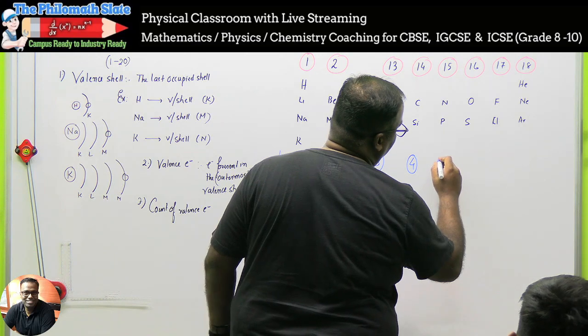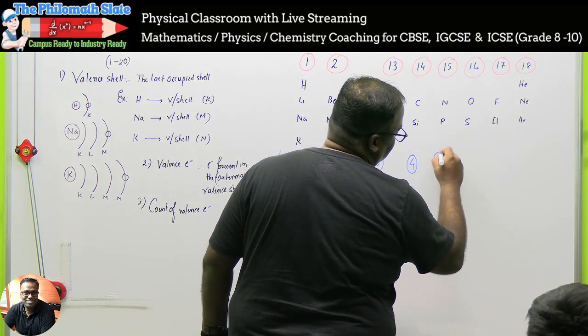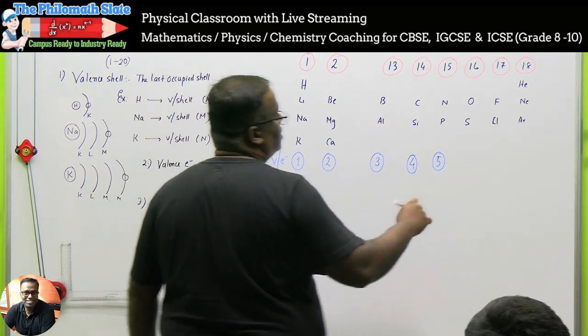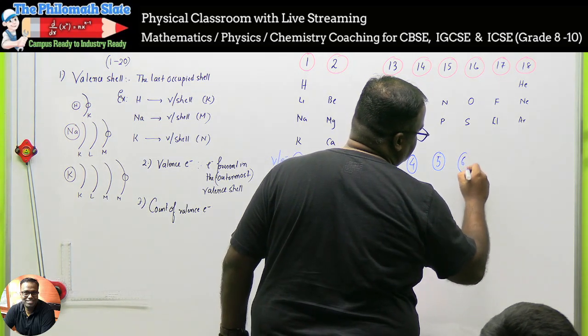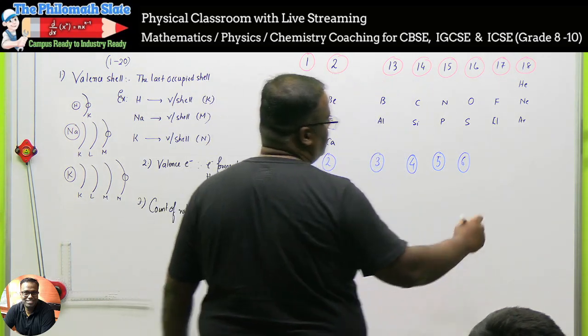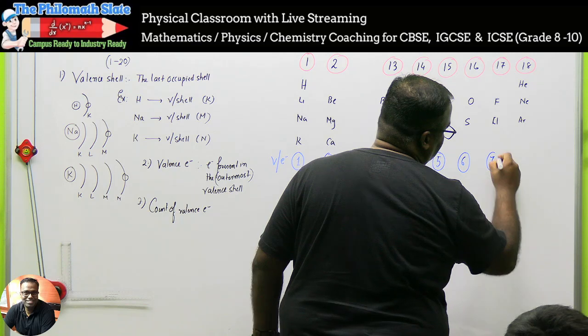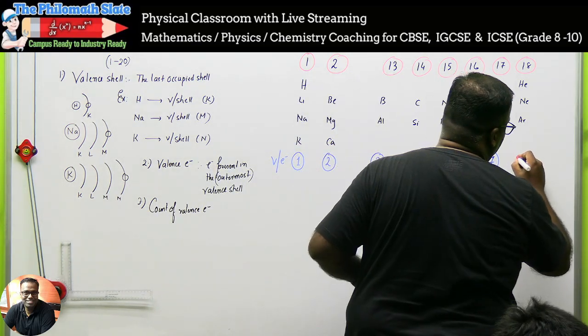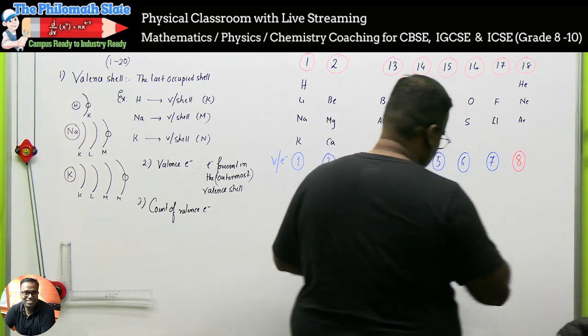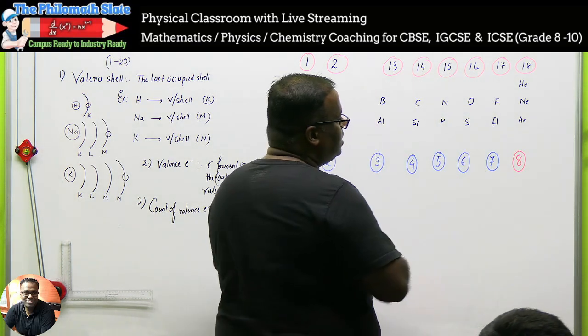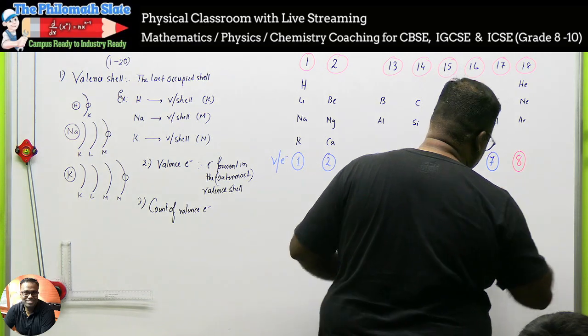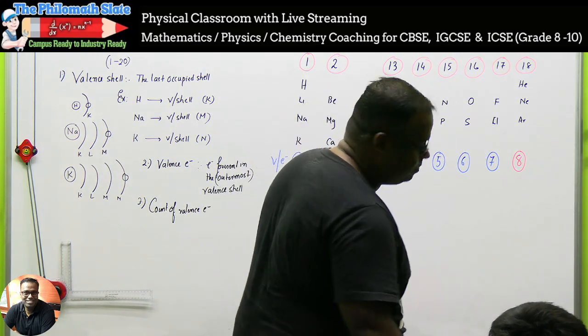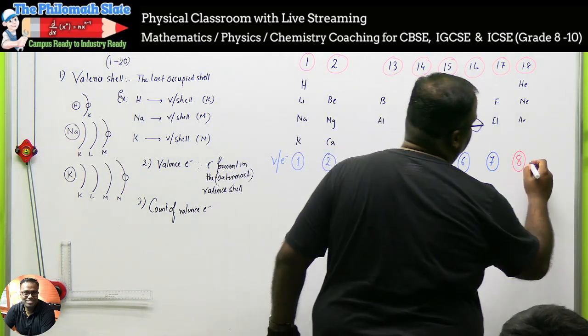15 में आते ही आपको वैलेंस इलेक्ट्रॉन दिखेगा 5. ठीक. 16 में आते ही आपको वैलेंस इलेक्ट्रॉन दिखेगा 6. 17 में आते ही आपको वैलेंस इलेक्ट्रॉन दिखेगा 7. And when you come to 8, the valence electron is 8. And 8 is the lovely number that everyone is eyeing for. Yes or no? Yeah.